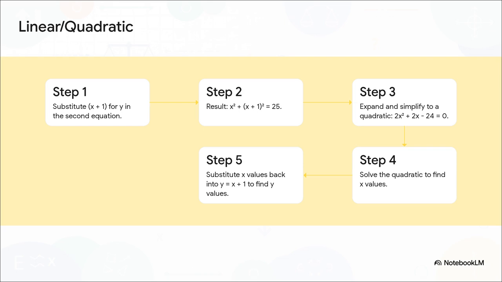The first equation tells us that y is exactly the same thing as x plus 1. So we can just swap out the y in the second equation for x plus 1. This is the magic step because it leaves us with just one big equation with only one letter in it, x. It turns out to be a quadratic, which you know how to solve.